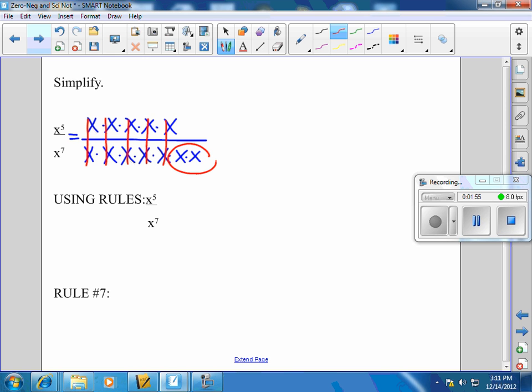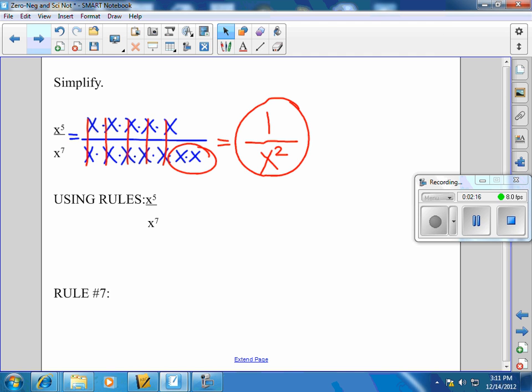But these 2 x's are not in the numerator, so we can't write x squared. They're in the denominator, so we need to leave them there. Can't move them to the top. So on the top, we need to have 1 as a placeholder. So this is our answer. We're dividing by 2 x's, or x squared.